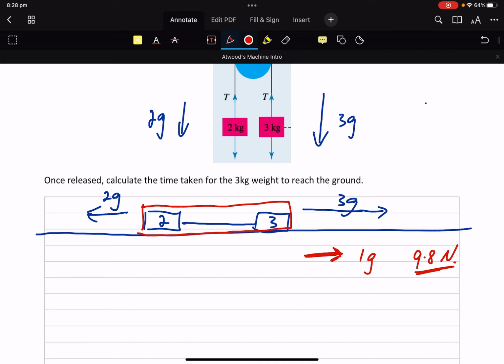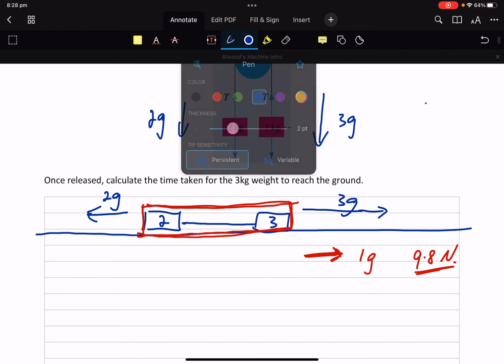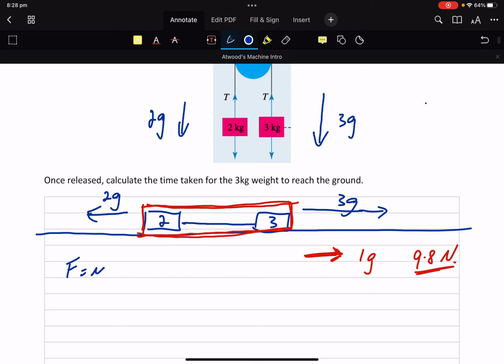The 2 and the 3 are connected by a string. They move together. Together they weigh 5 kilos. So we need to think of this F equals ma as a system and go that this net force of 9.8, so the force will equal my mass, which is 5 multiplied by my acceleration. So just use your calculator, divide that through, and I'm pretty sure we get acceleration equals 1.96 meters per second squared.